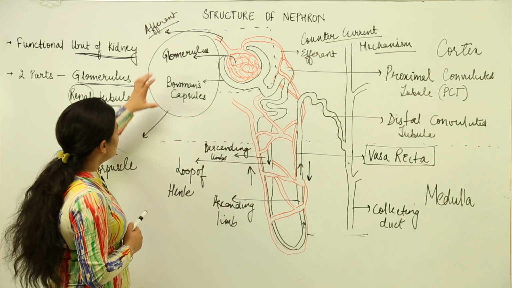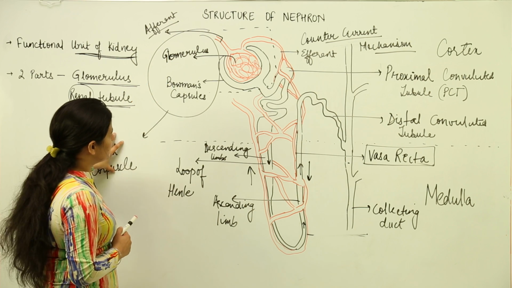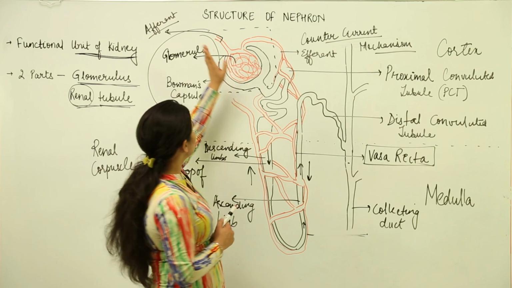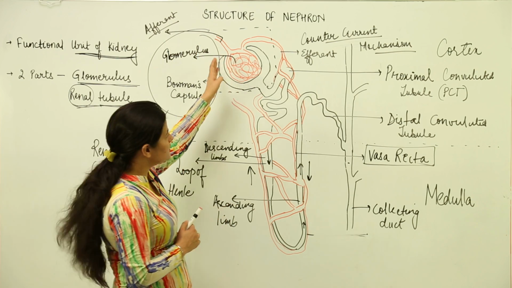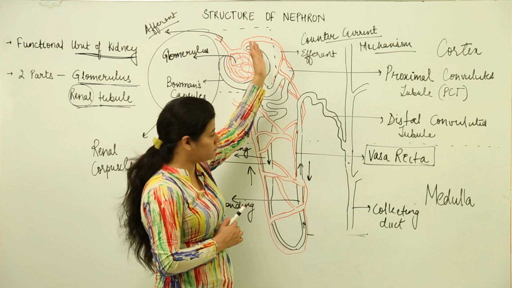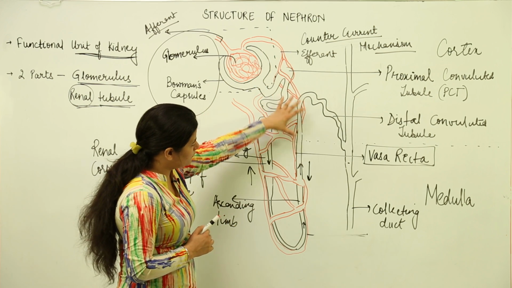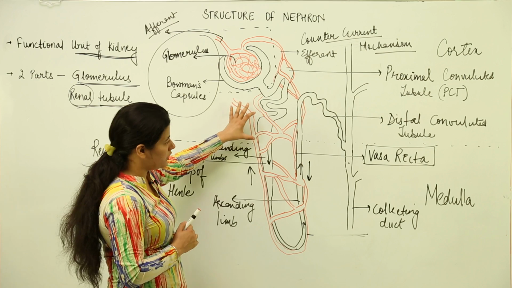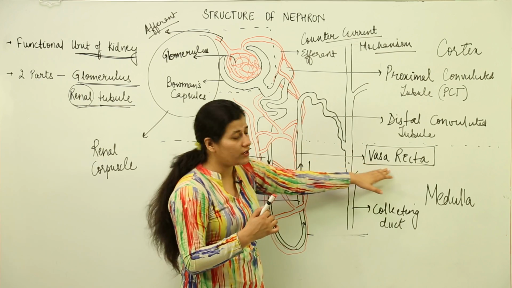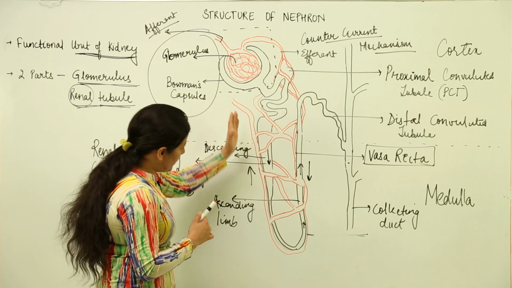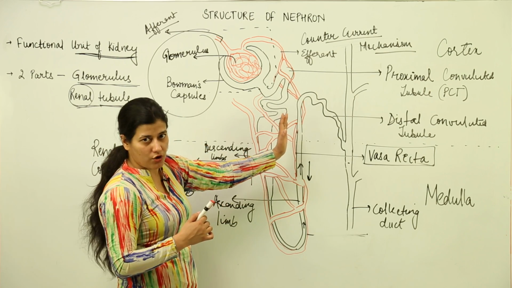I am repeating it again: there is a renal corpuscle that comprises the glomerulus and Bowman's capsule. There is the afferent arteriole that enters the glomerulus, and the efferent arteriole that comes out, and then this efferent arteriole forms a vasa recta network. Recta basically stands for network. So this is the vascular network which surrounds the renal tubule part of the nephron.